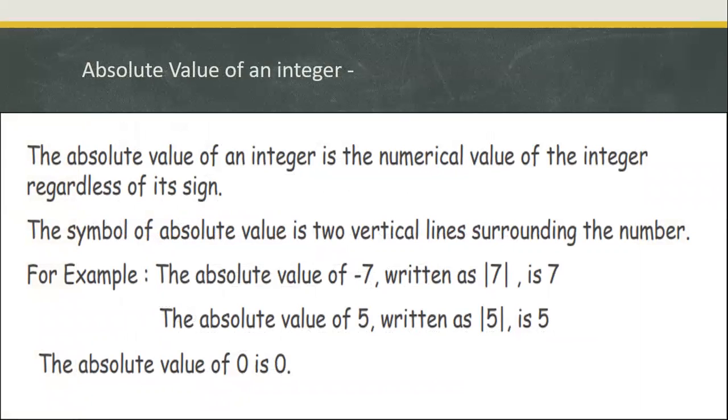Absolute value of an integer. The absolute value of an integer is the numerical value of the integer, regardless of its sign. The symbol of the absolute value is two vertical lines surrounding the number. For example, the absolute value of minus 7 is 7. The absolute value of 5 is 5. The absolute value of 0 is 0.